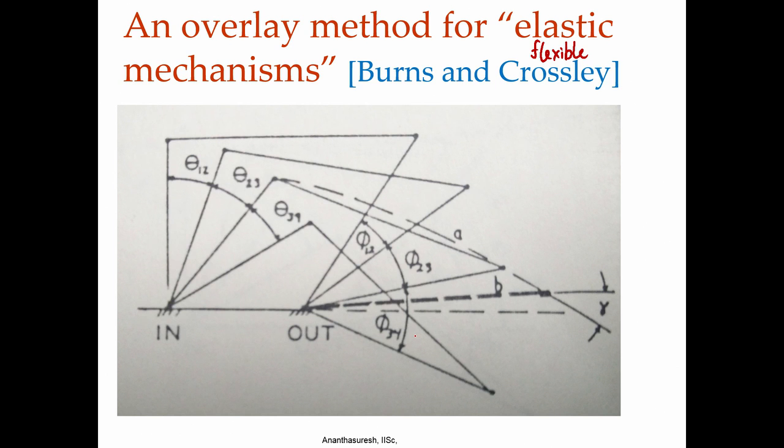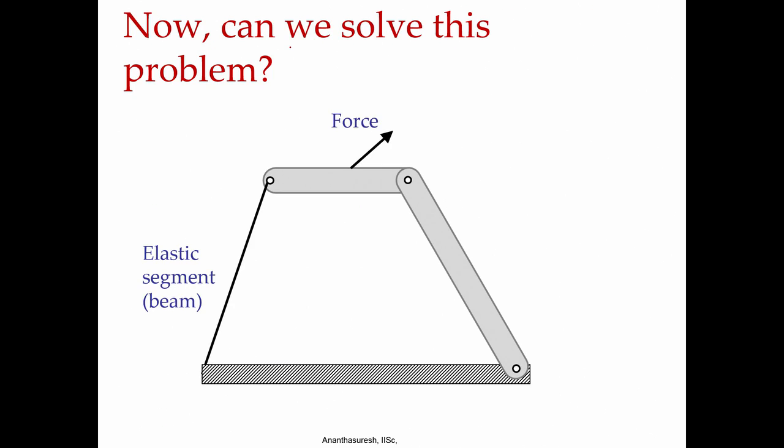So, that is a geometric way of synthesizing mechanisms of that time. They were pioneering in the sense that they actually did that when one rigid body is replaced with an elastic beam, and they were able to develop this overlay method to design mechanisms. That is why they said there was no prior literature where anybody had done that kind of synthesis methodology, where one body was replaced with an elastic segment. Now, with that, can we solve this problem?